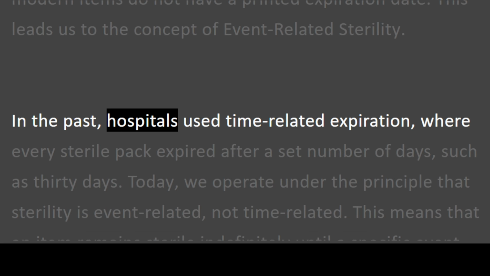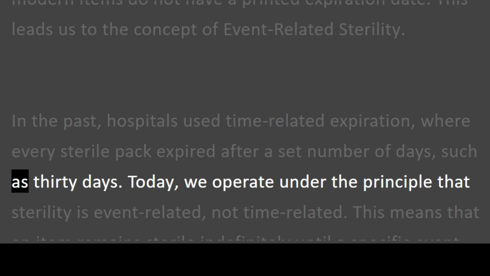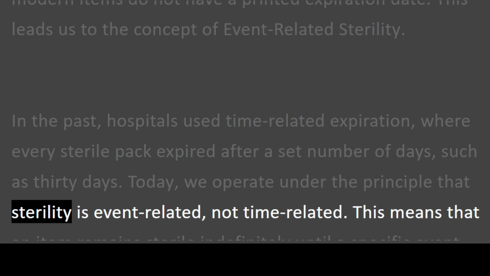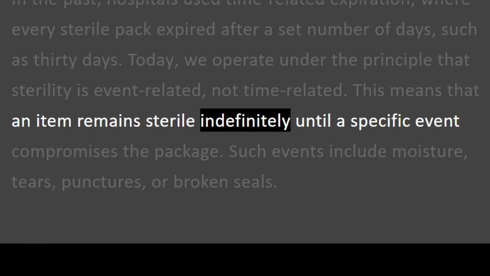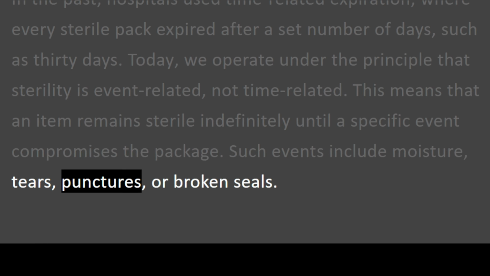In the past, hospitals used time-related expiration, where every sterile pack expired after a set number of days, such as 30 days. Today, we operate under the principle that sterility is event-related, not time-related. This means that an item remains sterile indefinitely until a specific event compromises the package. Such events include moisture, tears, punctures, or broken seals.